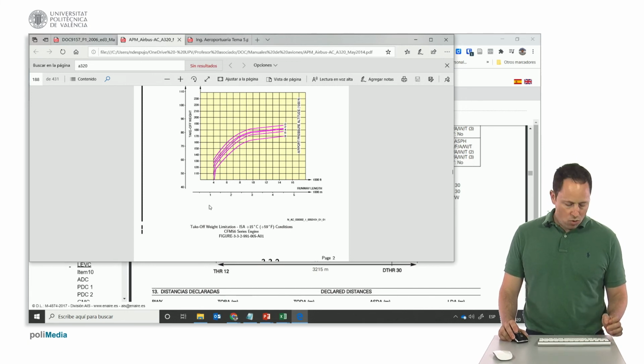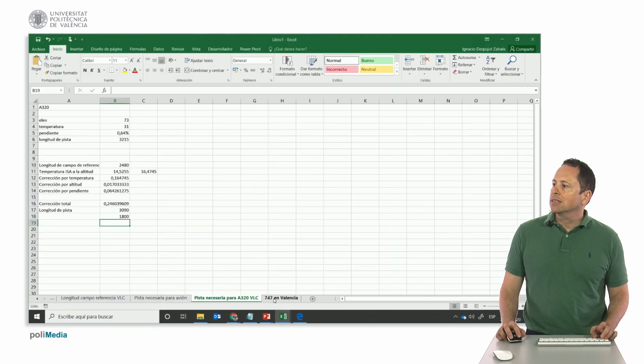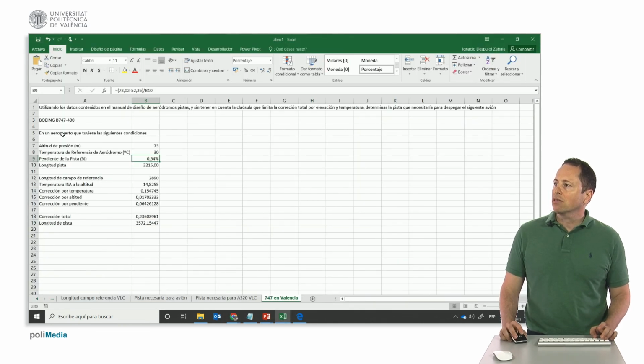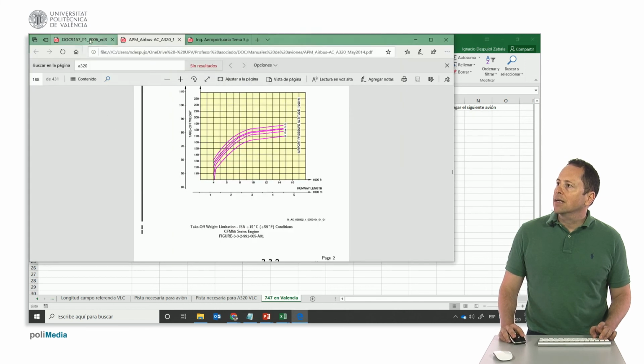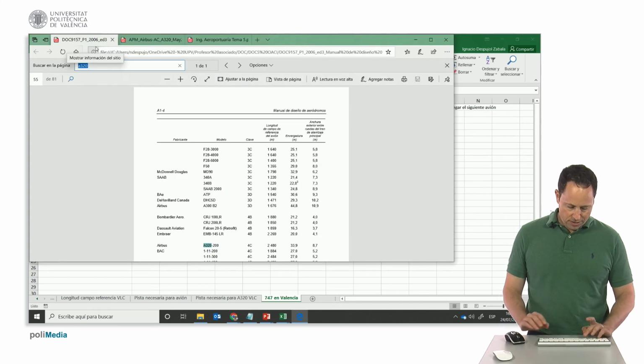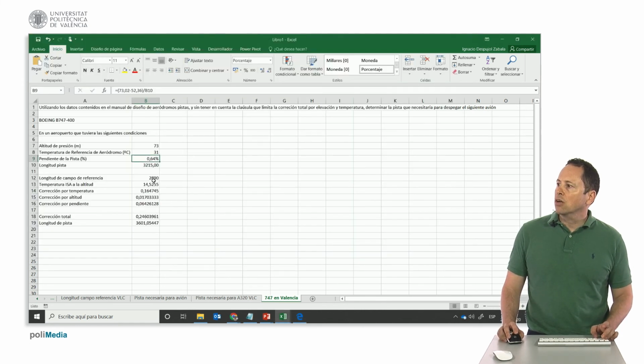Well, we are going to see a final exercise, which is what a 747-400 needs in Valencia to take off. The data we have is exactly the same here, okay? Let's say 31 degrees. Well, if we go here, and with CTRL plus F, 747, I have the 747-400, which needs 2,890 meters.